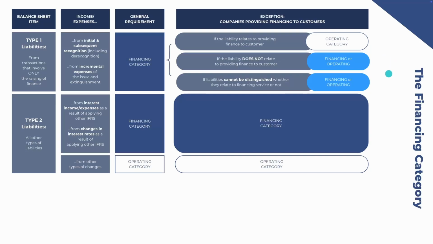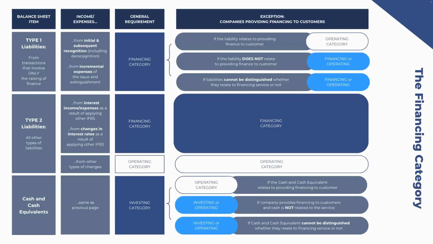And it's not even a very exact position. If the liability does not relate to providing financing to customers, you still have an accounting policy choice. But we'll be discussing what is the impact of this accounting policy choice on the other parts of the financial statements that you have. And now, what about this cash and cash equivalents?